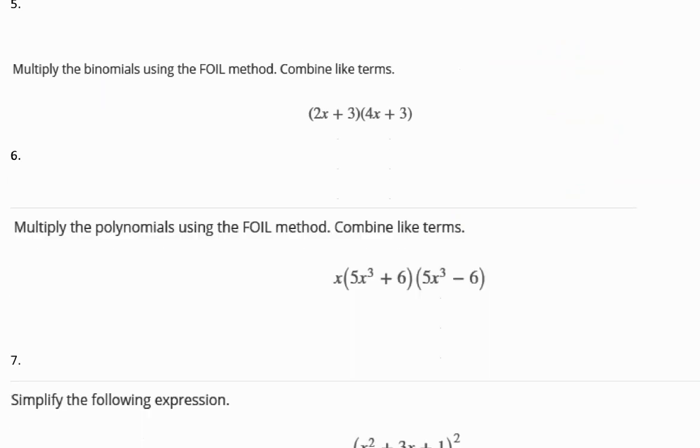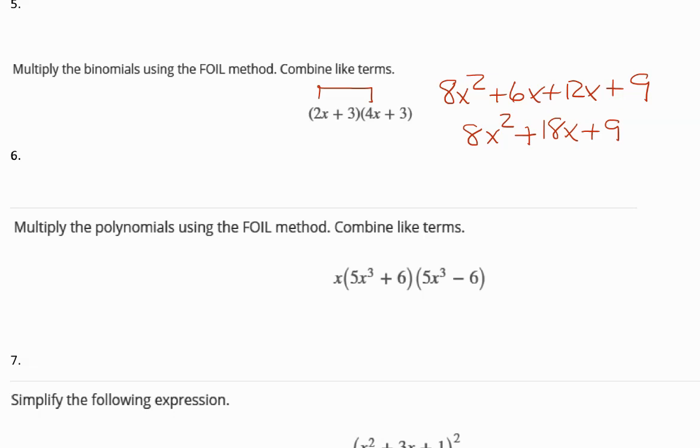All right, let's move it up. Now they do want us to use the FOIL here, so give it a shot and see what you get. So verifying, the first, 2x times 4x, 8x squared, your outers, 6x, inners, 12x, last, 9. Like terms in the middle should end up with something like this.